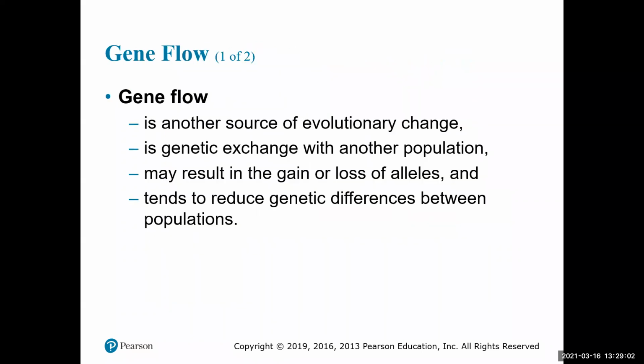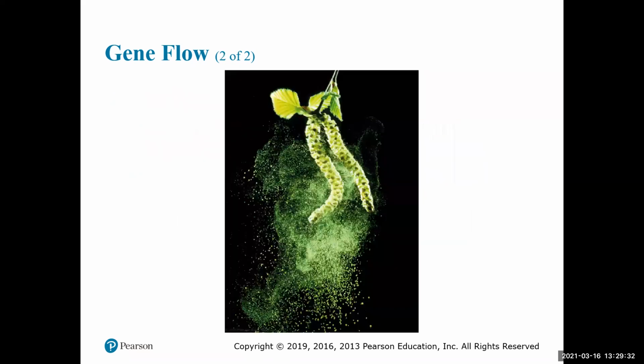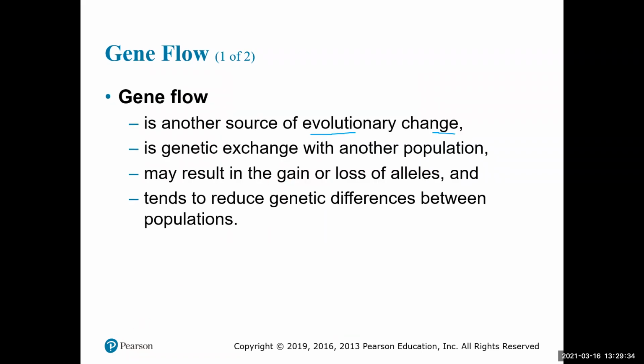So another way that alleles and gene pools can change in populations is through gene flow. So gene flow is another source of evolutionary change, and gene flow is where populations exchange alleles with another population or exchange genetic material through reproduction. You can gain alleles or you can lose alleles through this process, and it reduces the genetic differences between these populations.